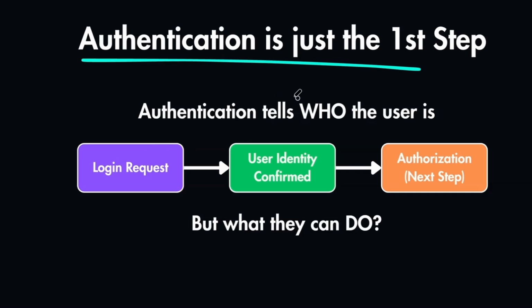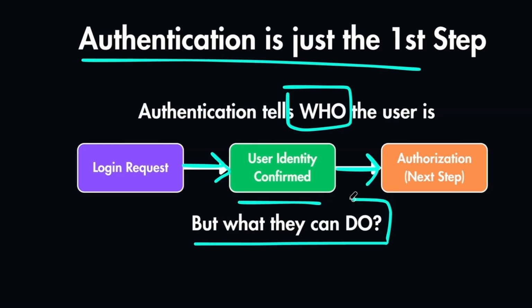So this tells you who the user is and if they are allowed to access your service. That is when they send a login request and you confirm or deny their identity. But after that, you also have the authorization step, which tells you what resources exactly this user can access. Basically, it tells you what the user can do in your system. And that is what we will cover in the next video.